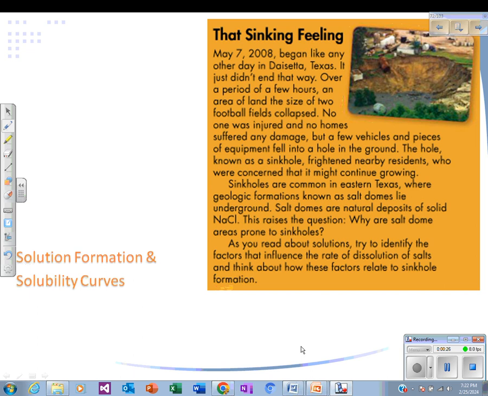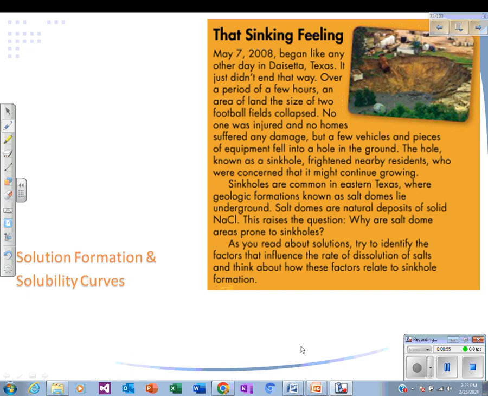Over the period of a few hours, an area of land that was literally the size of two football fields, so think about our football field and our stadium, and think about two of those, about that size, collapsed. No one was injured, no homes really suffered any damage, but a few vehicles and pieces of equipment fell into the hole in the ground. And the hole was literally known as a sinkhole.